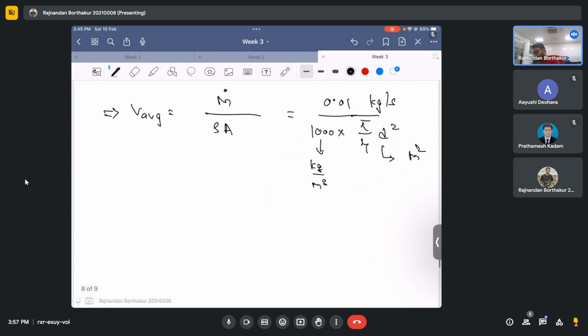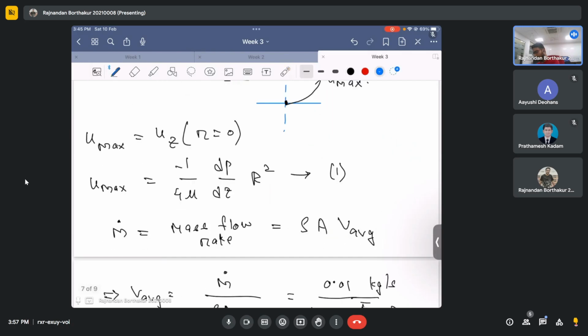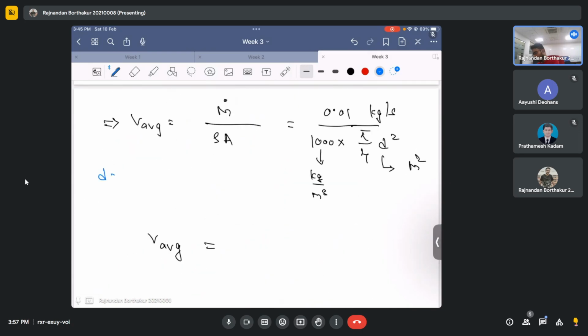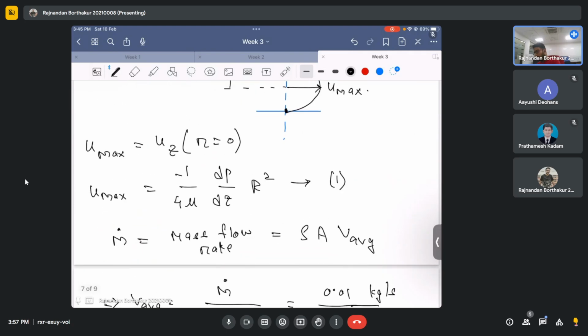Now, I have done this calculation a priori. The diameter is given, around 25 mm, so d is 25 times 10 to the power minus 3 meters. If you substitute it here, you'll get V average to be around 0.02 meters per second.